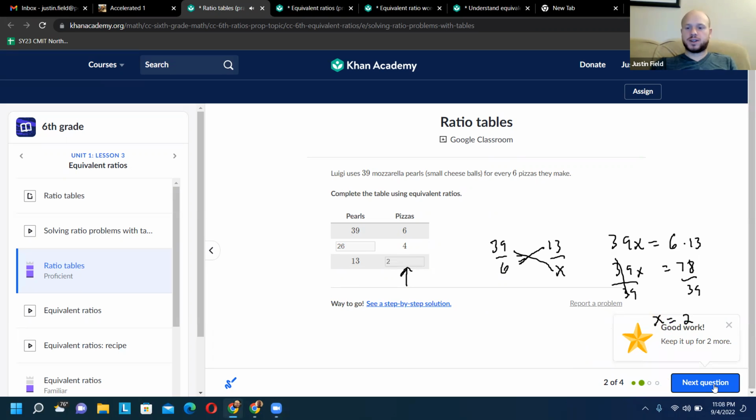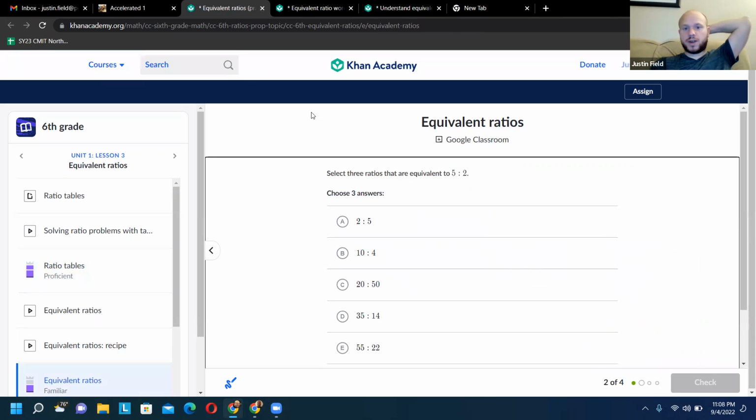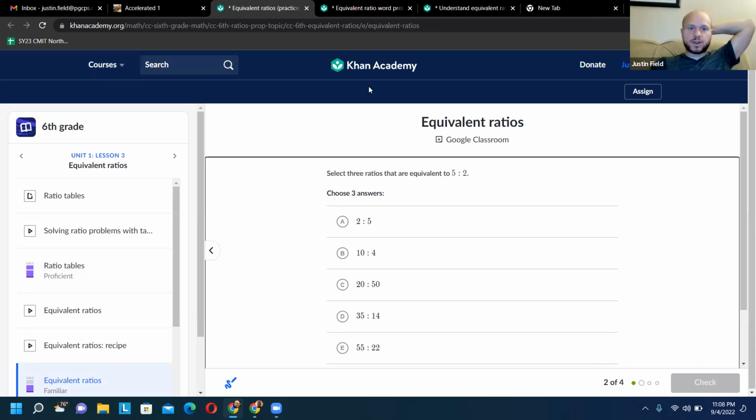Ta-da! So you see that cross multiplication is a nice little strategy that you can use in your ratio tables. Now, you could use it for equivalent ratios too, but just to give you another strategy, we can look for multiples. So 5 to 2, is that the same as 2 to 5?